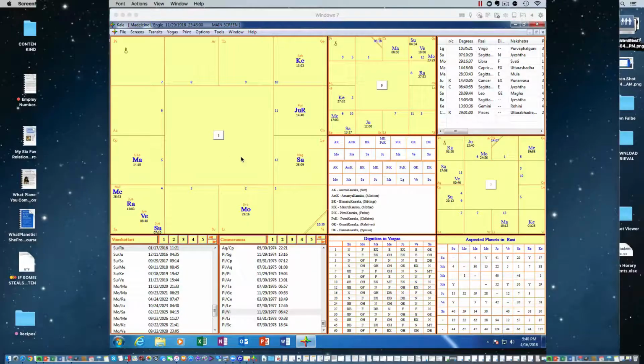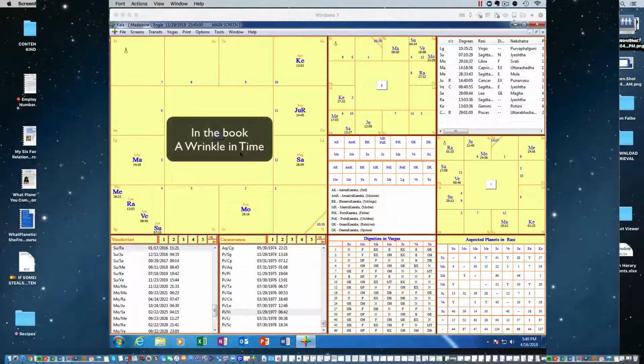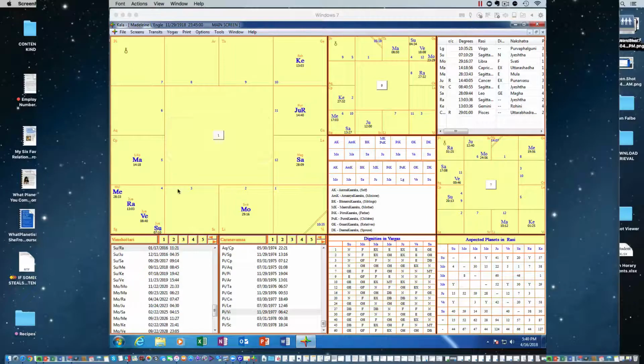I remember one scene that really stood out in my mind is Meg's mother, I believe it was, made beef stew on a Bunsen burner in the lab. And as we see here, her Venus is with Rahu. Rahu is technology, very, very far-reaching technology, very far into the future.